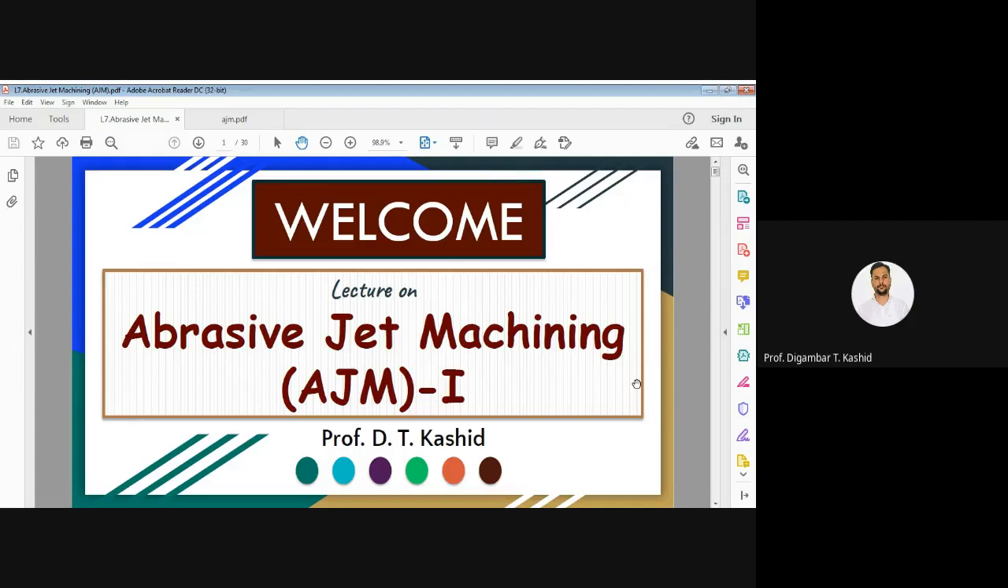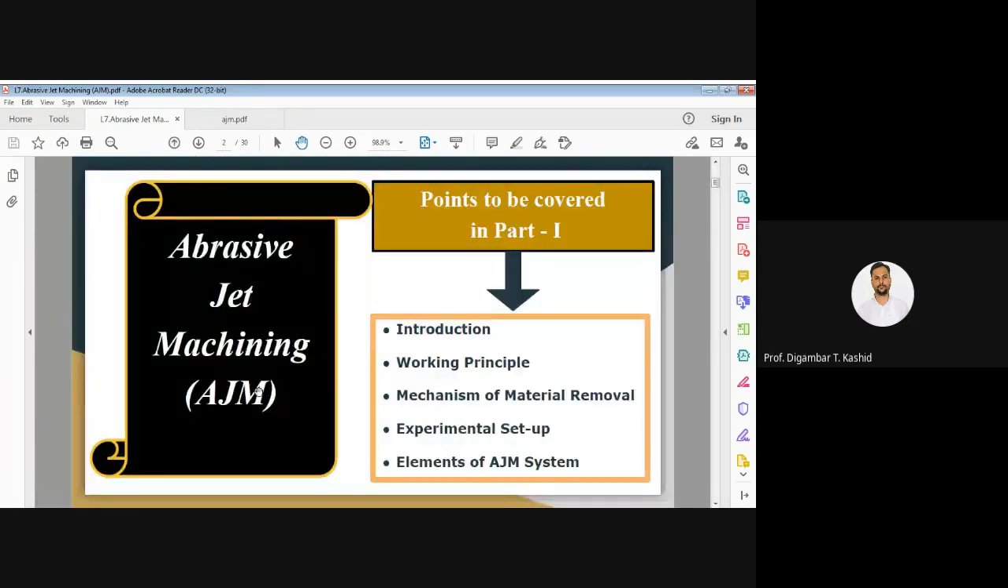Today, we are going to start our unit number 2, that is mechanical energy based non-conventional machining processes. So today I am going to talk about the first mechanical energy based process, that is abrasive jet machining. In short, it is called AJM. And in today's lecture, we are going to cover the points regarding abrasive jet machining.